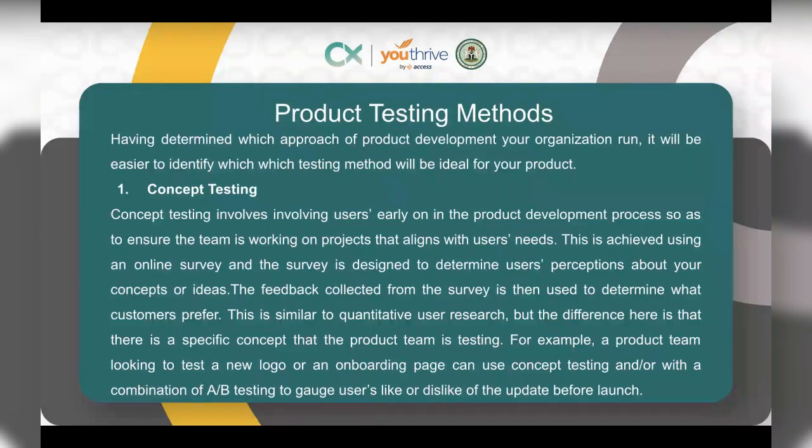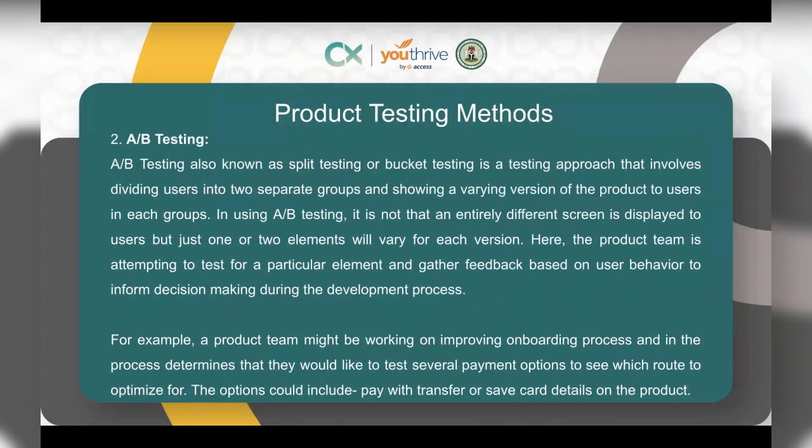You conduct quantitative research, because an online survey is quantitative, and you just share with certain users and see what their perception about your concept or idea is. And concept testing can be used in combination with A/B testing. Now, what is A/B testing? A/B testing, also known as split testing or bucket testing, is a testing approach that involves dividing users into two separate groups and showing a varying version of the product to users in each group.